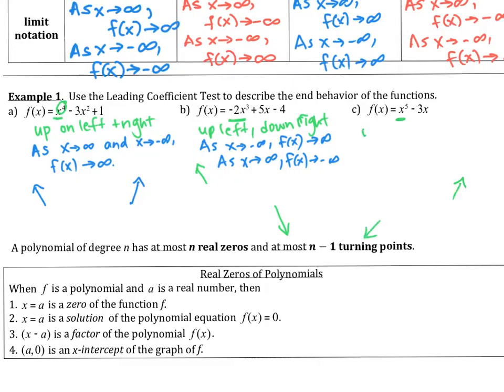Okay, and again, you can use your own words to describe it. Up on the right side, down on the left. Okay, if you wanted to use limit notation or if it asked you to do it, I could say, let's see, on the right, it goes up. On the left, it goes down.